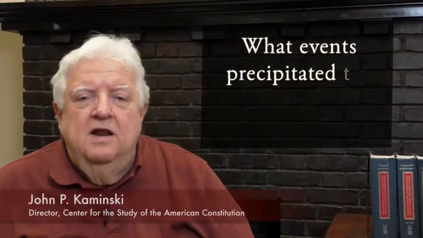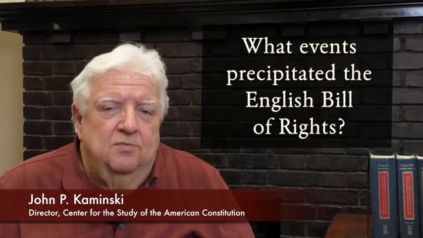He wanted to know, what were the events that necessitated or went into the creation of the English Bill of Rights? Well, the English Bill of Rights is a specific document, 1688, 1689. It at first was a Declaration of Rights, and then it went through the formal process of becoming an act, and it was then named the Bill of Rights.